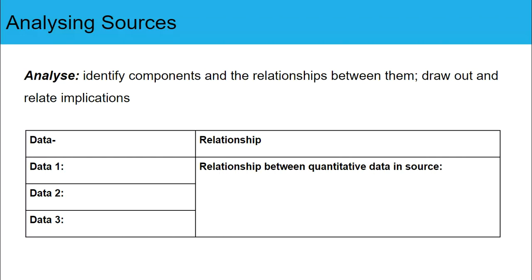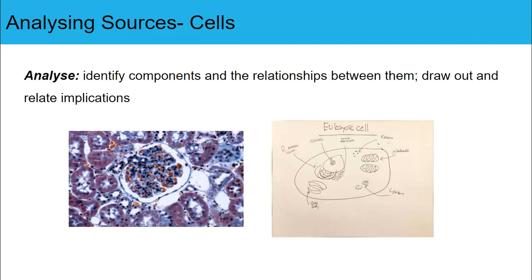So for each of the different sources we're going to be looking at today, we're going to use this table. We're going to write down 3 points of information, so data from each of those different images, and they're going to show the relationship between the quantitative and the qualitative data in this source. So the first is cells. So we need to look at this microscope picture on the left-hand side of a cell and compare this to a hand-drawn cell that we see here on the right. So using the analyze table, look at this cells information, and I want you to analyze the difference between these two different pictures.